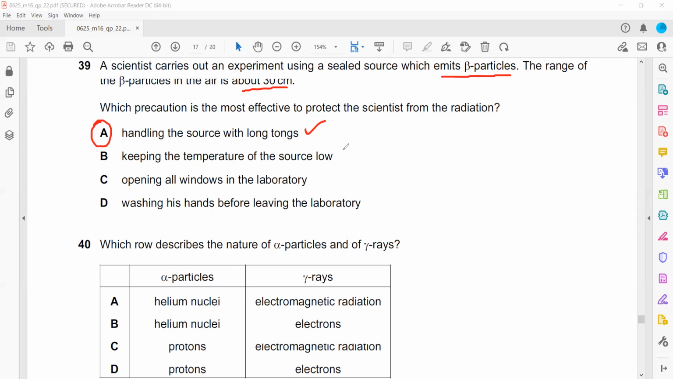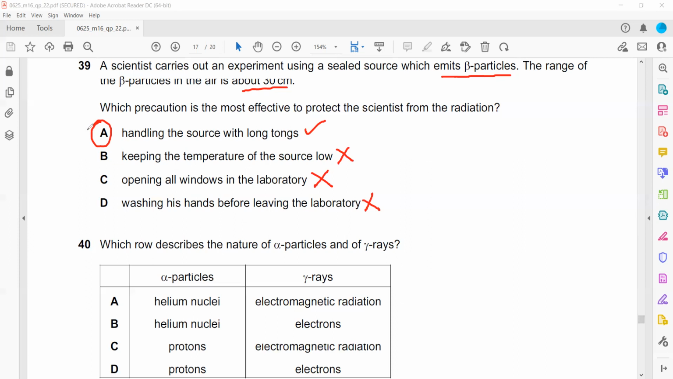Keeping a temperature of a source low, temperature pressure does not affect the amount of radiation from a radioactive source, because this radioactivity is a random process and it is spontaneous. It does not depend on the condition. Opening all the windows in the lab, that will increase the ventilation, but that is not reducing the effect from the source. And washing his hand before leaving the lab, that should be done, but that is not minimizing the exposure to the source.